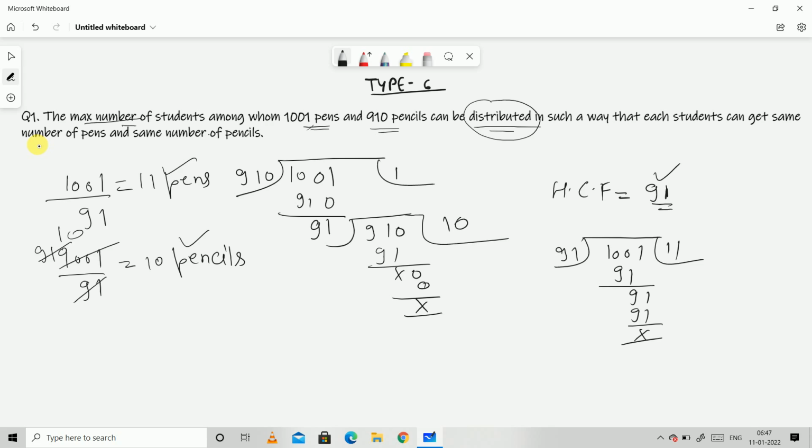Because we have 91 students and I have to distribute 1001 pens among them. So how many is each going to get? You are going to divide 1001 by 91. So each one is going to get 11 pens. And there are 91 students and 910 pencils, so how many pencils is each one going to get? You will divide 910 by 91. So 10 pencils each one is going to get, right? So this is how we'll find out.